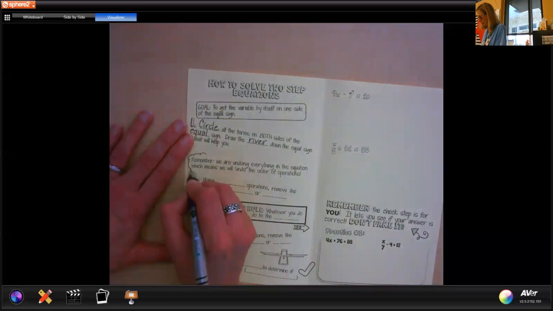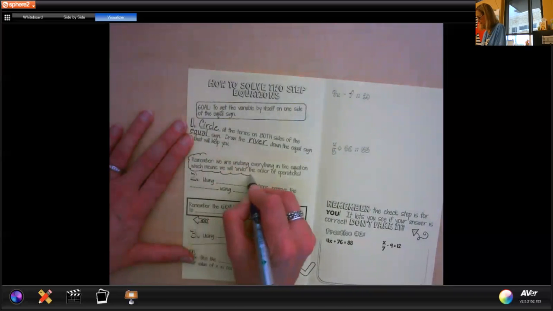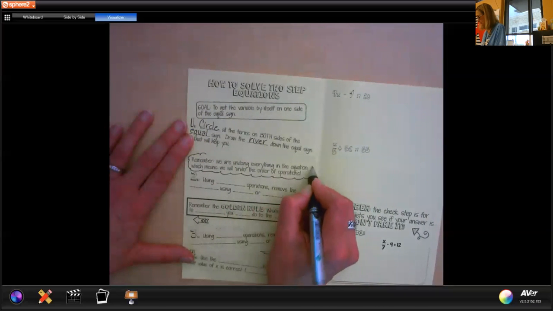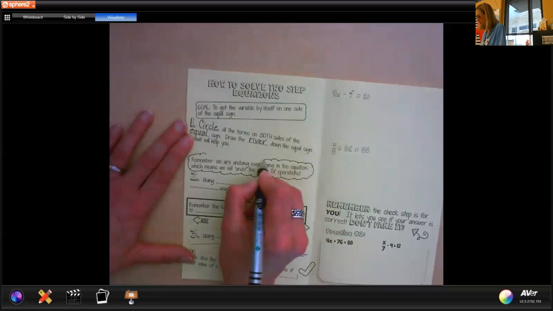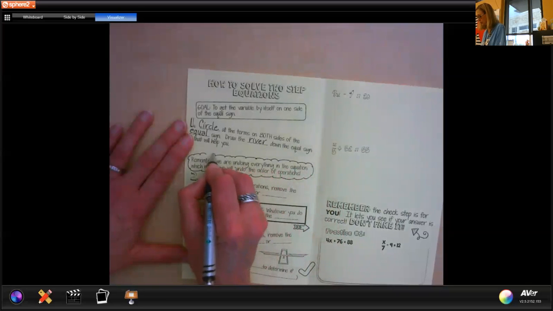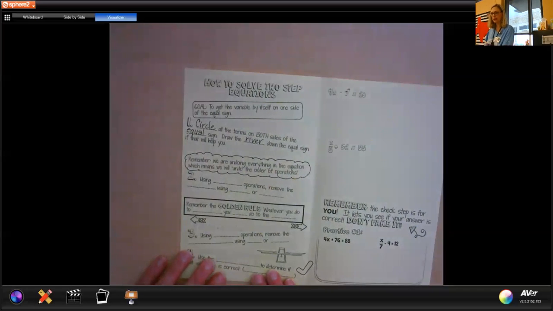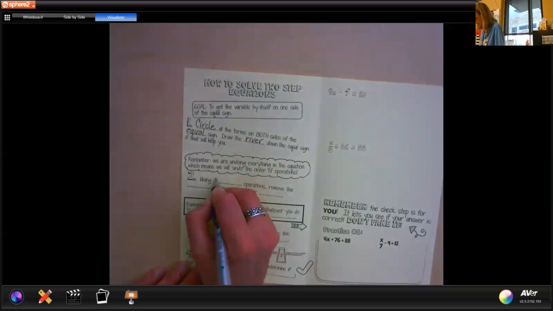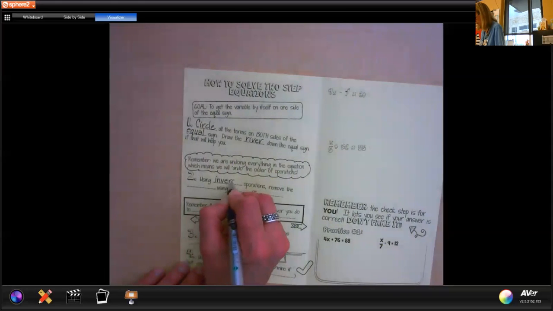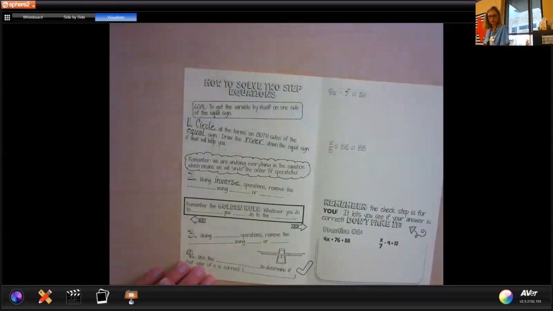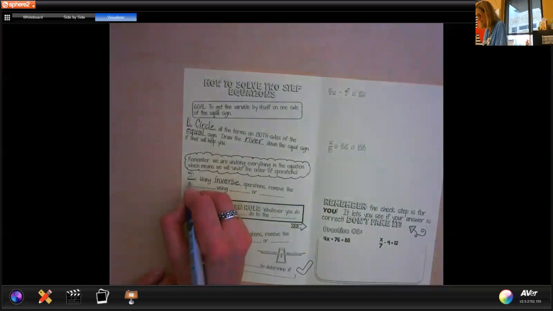Go ahead and put a cloud around that. When we solve multi-step problems, we know that we need to use the order of operations. Here we are undoing problems. We're trying to isolate the variable, get it by itself on one side. So we are going to go in the opposite direction and undo the order of operations. Using inverse operations, we remove the constant.